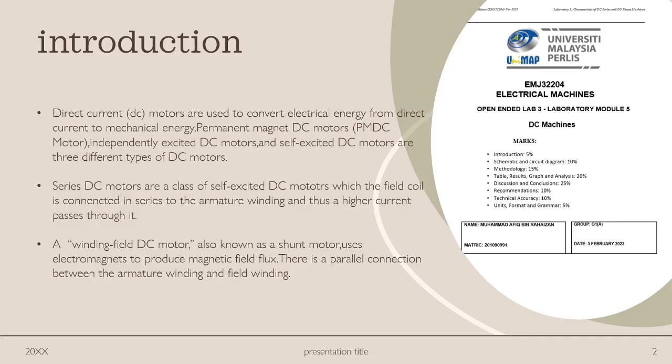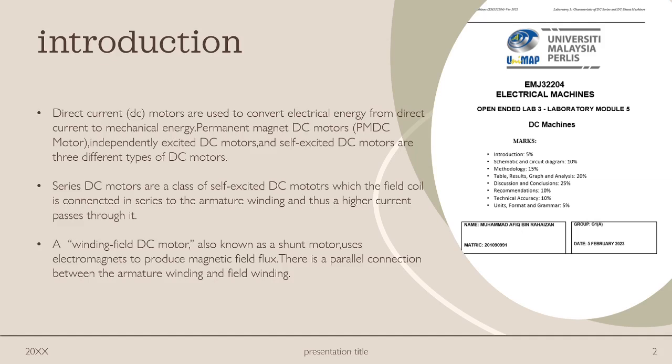For the introduction, direct current (DC) motors are used to convert electrical energy from direct current to mechanical energy. Permanent magnet DC motors (PMDC), independently excited DC motors and self-excited DC motors are three different types of DC motors. Series DC motors are a class of self-excited DC motors in which the field coil is connected in series to the armature winding, and thus a higher current passes through it.